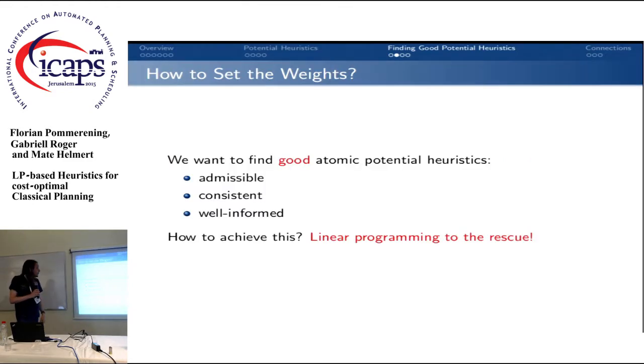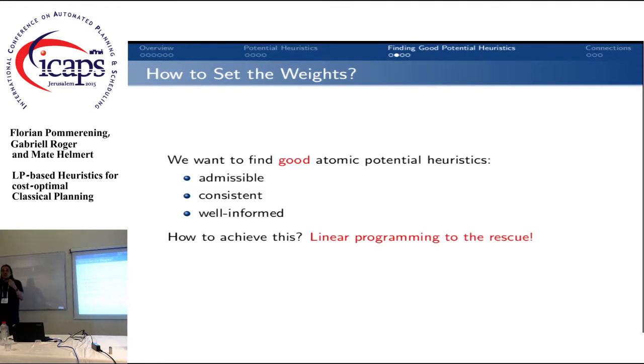Well, so what does good actually mean? Often, especially as we said at the start, we want to be optimal. So if we want to be optimal, we want to be admissible. Let's say we want to be consistent for good measure. That's not really necessary for optimal planning, but it's sometimes useful, and it turns out to be quite easy to achieve in this case. So let's say we want an admissible and consistent heuristic.